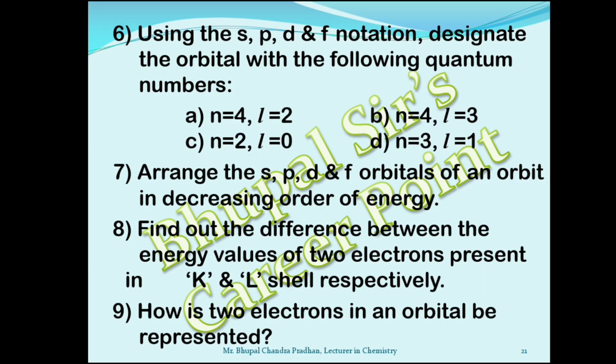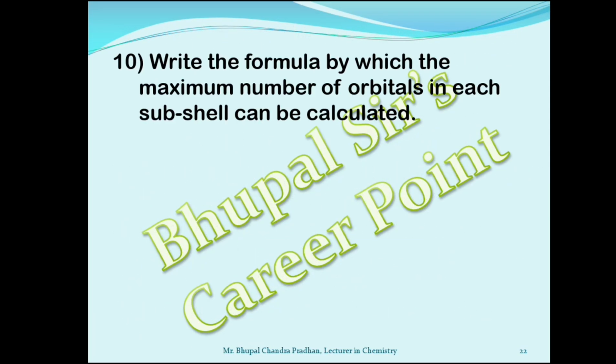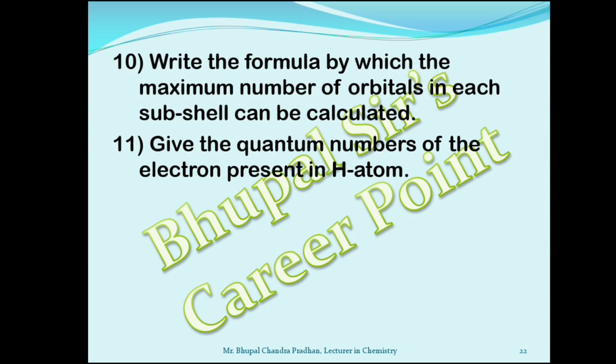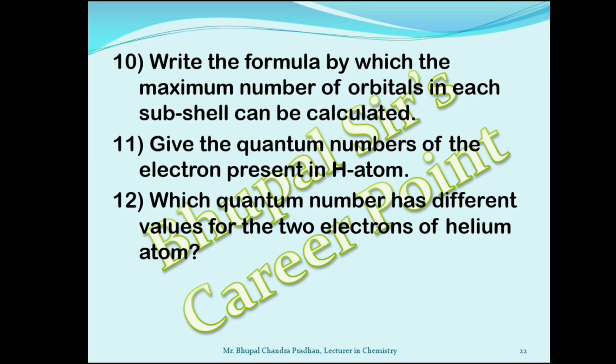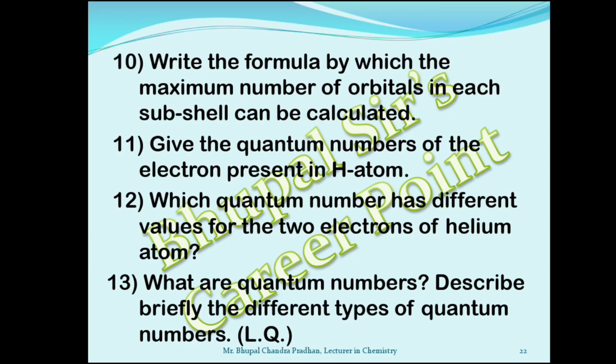Find out the difference between the energy values of 2 electrons present in K and L cell respectively. How are 2 electrons in an orbital represented? Write the formula by which the maximum number of orbitals in each subcell can be calculated. Give the quantum numbers of the electron present in a hydrogen atom. Which quantum number has different values for 2 electrons of a helium atom? What are quantum numbers? Describe briefly the different types of quantum numbers.